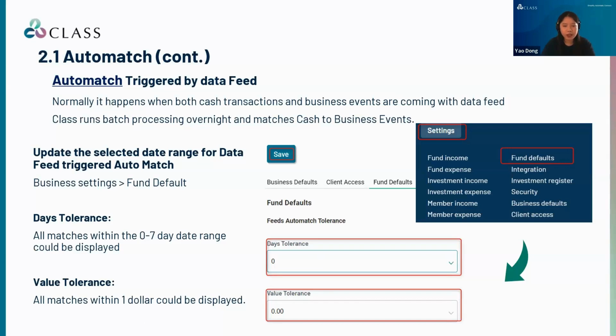For data feed triggered auto-match, you can adjust the days and value tolerance at the business level by clicking Settings at the business level, then clicking Fund Defaults. The days tolerance can be adjusted within 0 to 7, and the value tolerance can be adjusted from $0 to $1.